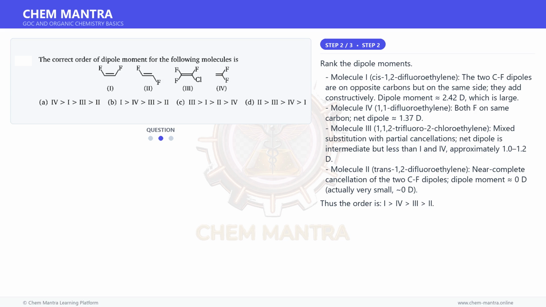Molecule 3, 1,1,2-trifluoro-2-chloroethylene. Mixed substitution with partial cancellations, net dipole is intermediate but less than 1 and 4, approximately 1.0 to 1.2 D. Molecule 2, trans-1,2-difluoroethylene. Near complete cancellation of the two C-F dipoles, dipole moment 0 D, actually very small, approximately 0 D. Thus the order is 1, 4, 3, 2.